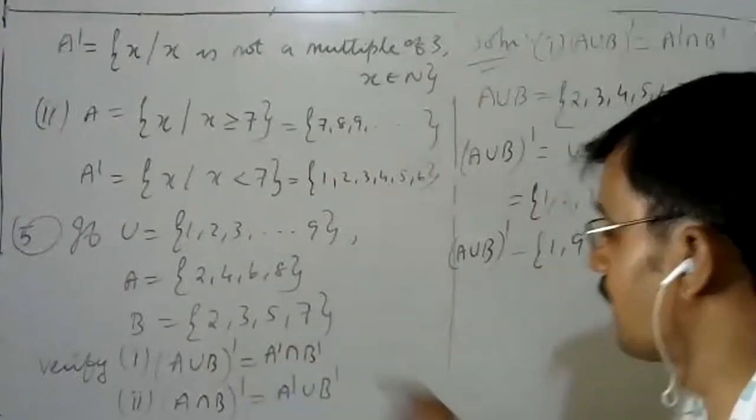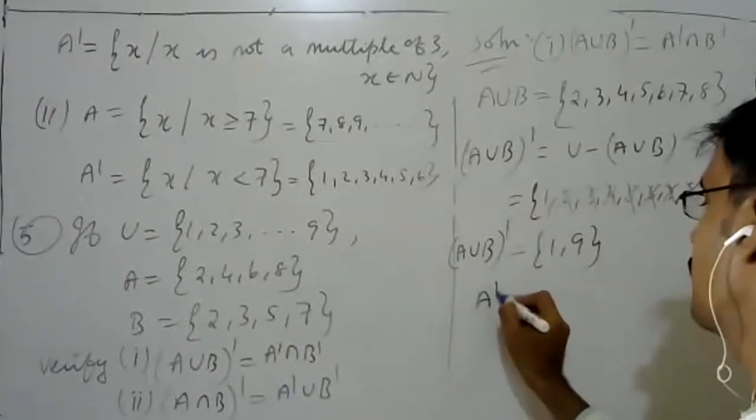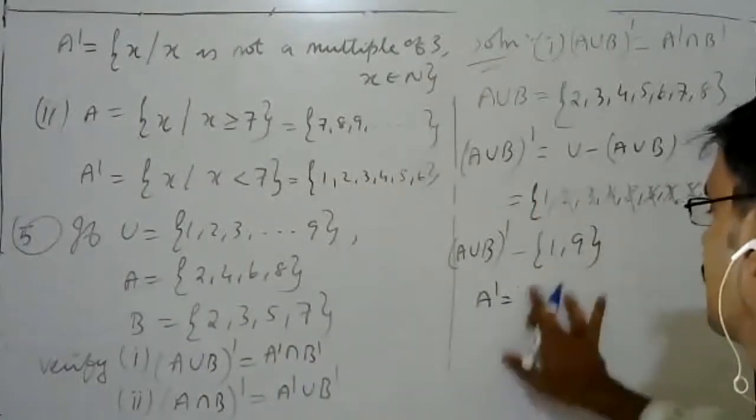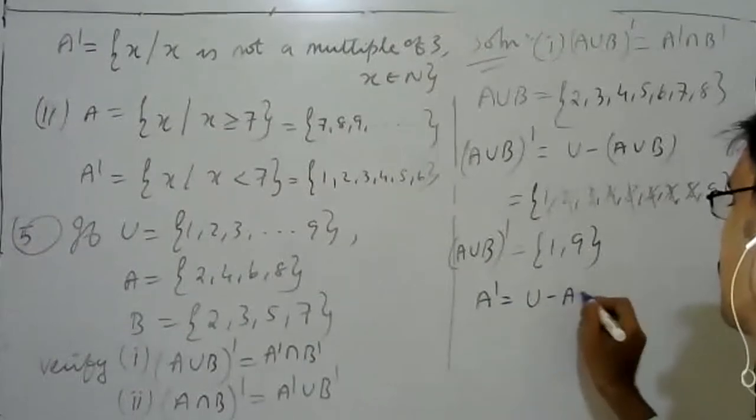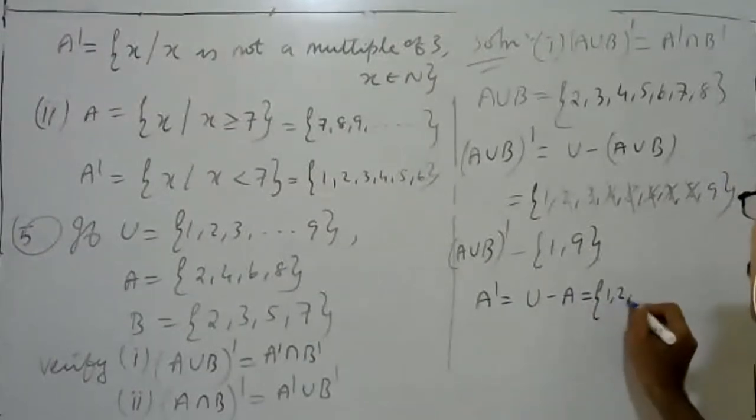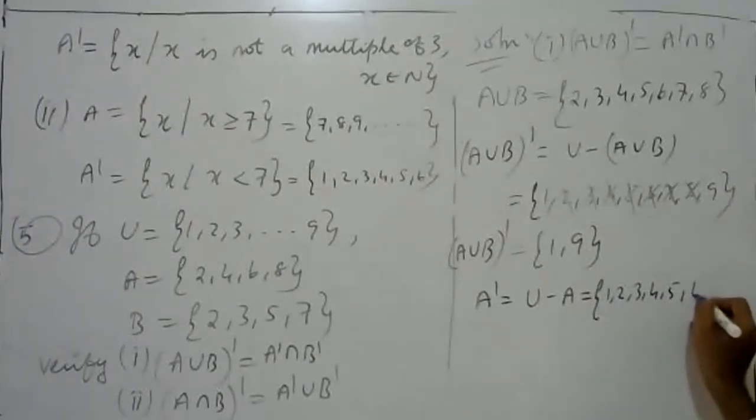Come to the right hand side. What is my right hand side? Take A complement. What is my A complement? My A complement means U minus A. What is U? 1, 2, 3, 4, 5, 6, 7, 8, 9.